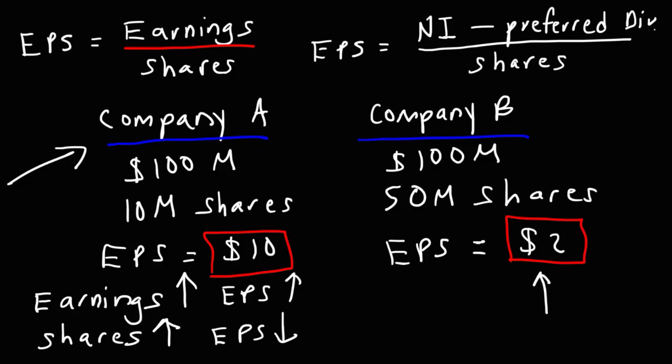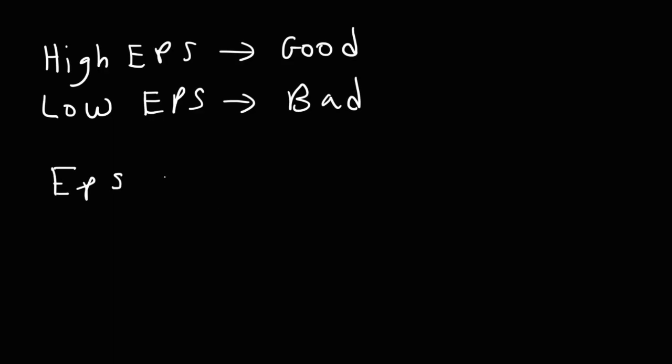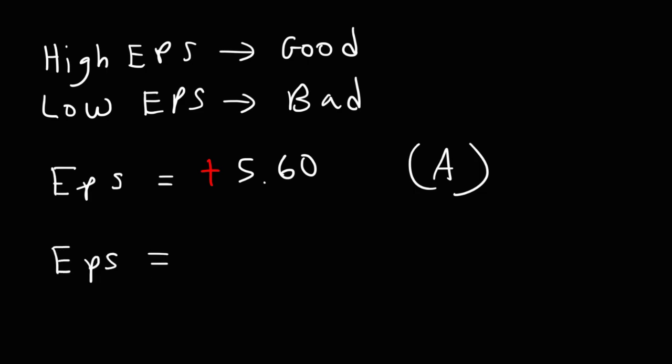Now let's talk about what the EPS values mean. A company with a high EPS value is a company that is doing pretty good. They're making money. A company with a low EPS value, they're not doing very good. They're pretty much doing bad. So let's say if you have two companies, one has an EPS value of, let's say, positive 560. Let's call this Company A. And Company B has an earnings per share of, let's say, negative 380.